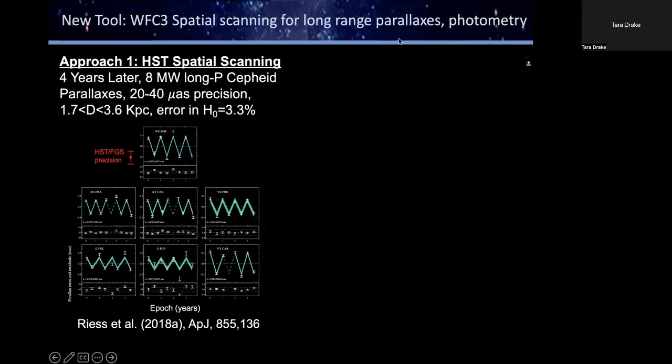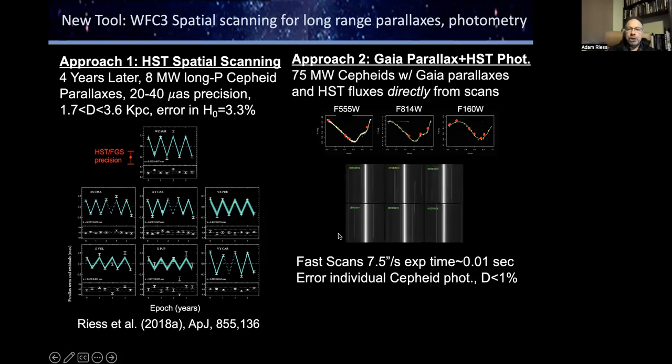So what I would call approach 1 is to use the Hubble Space Telescope spatial scanning. And what I'm showing here are about 8 Milky Way Cepheids, long period Cepheids. There's a data point every 6 months, and this back and forth motion you see is the parallax. The amplitude tells us the distance. And we did that to about 3% precision in the Hubble constant a few years ago.